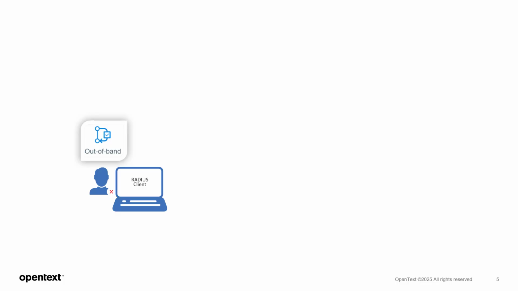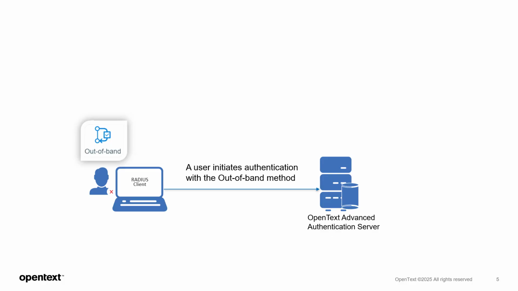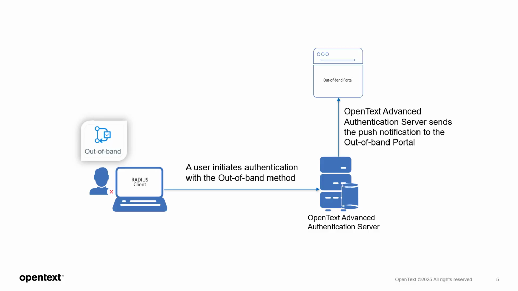For any users, the out-of-band method auto-enrolls. When a user initiates authentication to the Radius client, that is VPN server, with the out-of-band method, the VPN server sends an authentication request to the OpenText Advanced Authentication server, which then sends a push notification to the out-of-band portal.